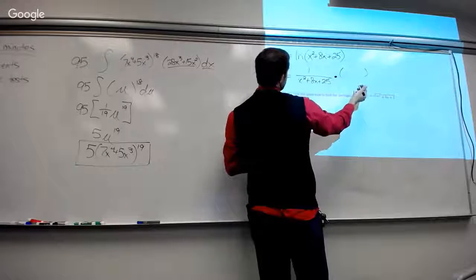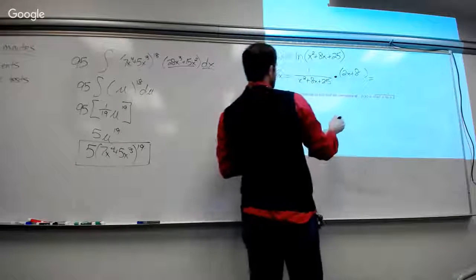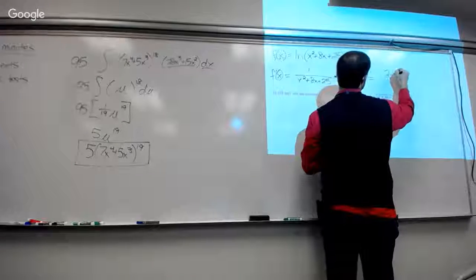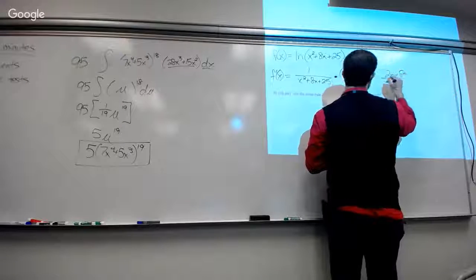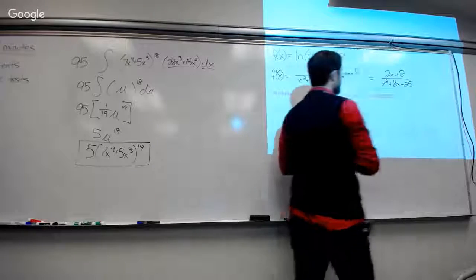And what's the derivative of the inside? 2x. Yeah, 2x plus 8. And how do you make that clean up and look good? You put the 2x plus 8 in the numerator, and you leave the x squared plus 8x plus 25 in the denominator.